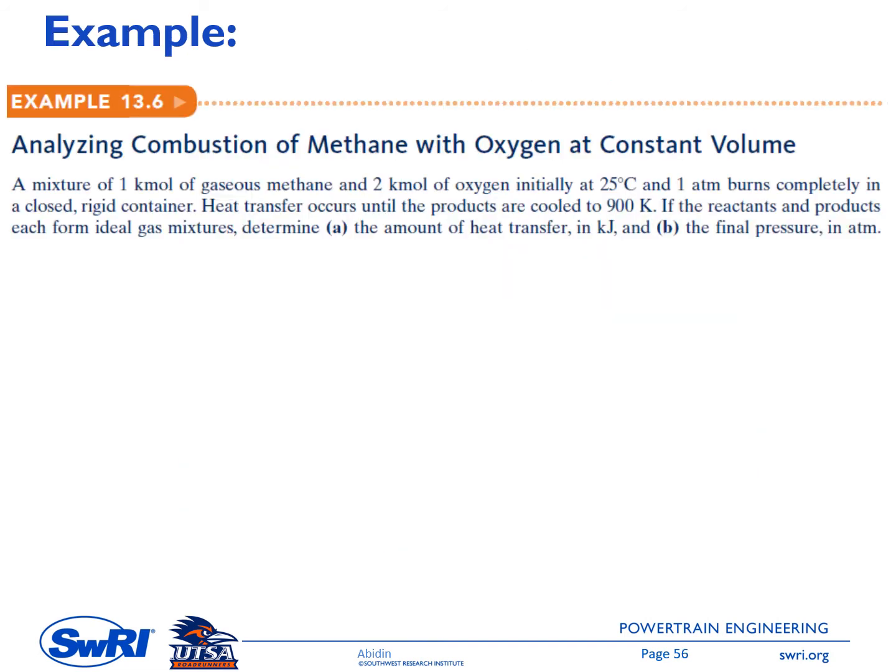Let's take a look at this example. This is for a closed system case: a mixture of 1 kilomole of gaseous methane and 2 kilomole of oxygen initially at 25 degrees C and 1 atmosphere, so this is at reference state, burns completely in a closed rigid container. Heat transfer occurs until the products are cooled to 900 Kelvin. If the reactants and products each form an ideal gas mixture, determine A, the amount of heat transfer in kilojoule, and B, the final pressure in atmosphere.